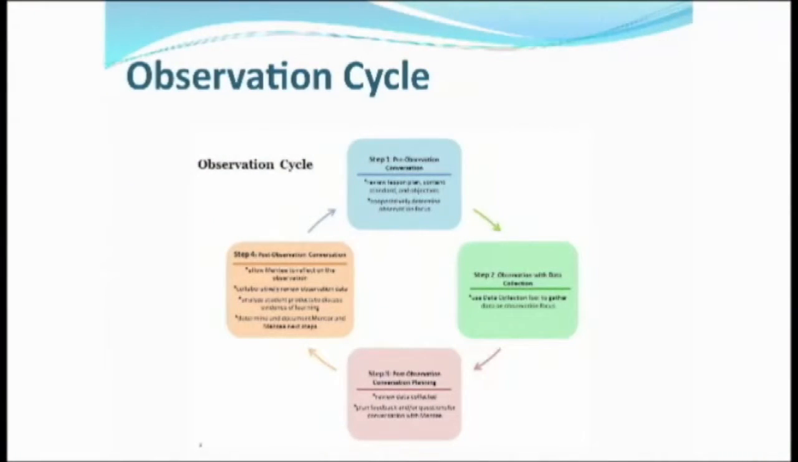All right, so this is the observation cycle. There are 4 steps. The first step is the pre-observation conference, and I'm going to walk you through how to do that. And then the second step is the observation with data collection. Step 3 is post-observation conversation planning, and step 4 is the post-observation conversation. At our next training, we will go more in depth in step 3 and 4. Today, you'll just get a preview of what those steps are, and then we'll talk about them more in detail at our next training.